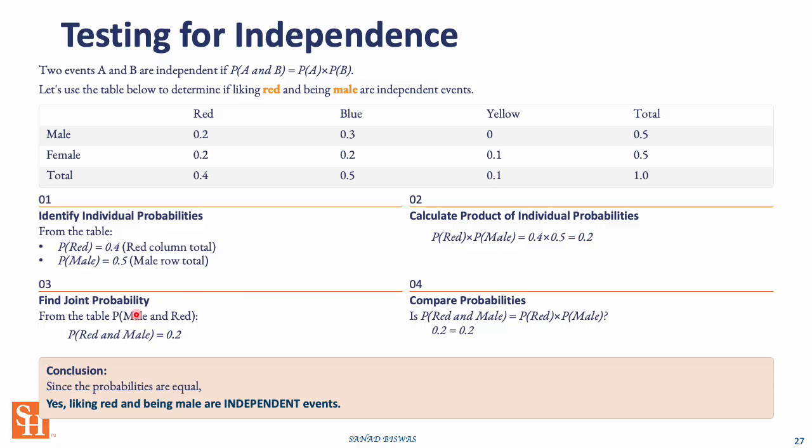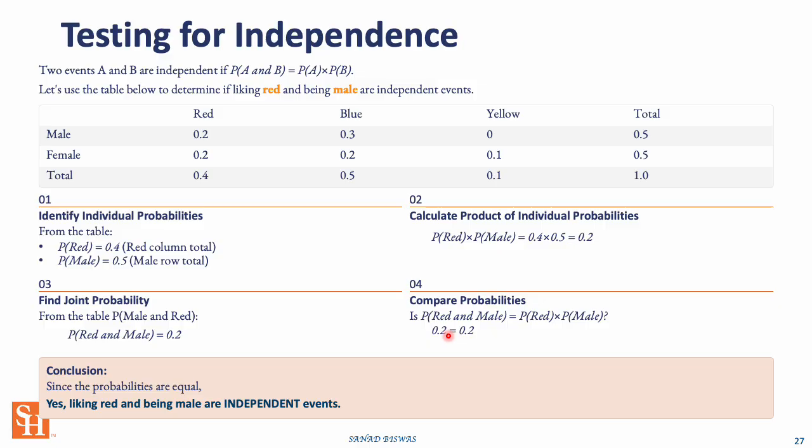Now we also have to find the joint probability, right? That means the probability of male and red. This part right here is 0.2. So the probability of red and male is 0.2. Now we compare this result with this result. Here the probability of red and male equals the probability of red times the probability of male, because these two probabilities are the same. Therefore we can tell that liking red and being male are independent events, since these two probabilities are equal.